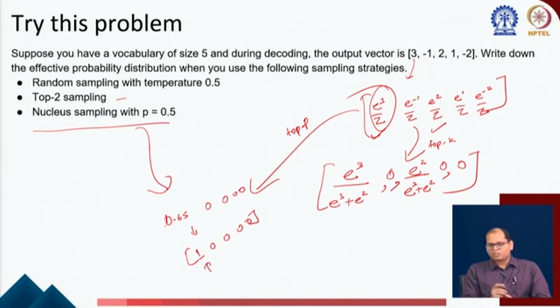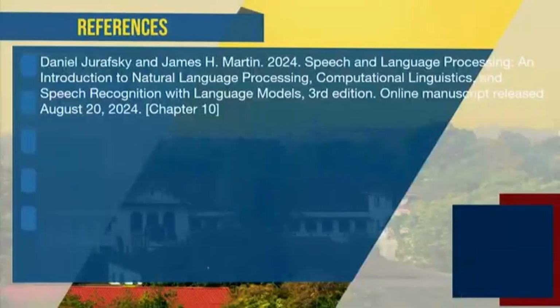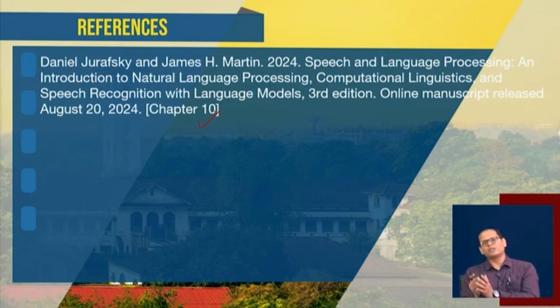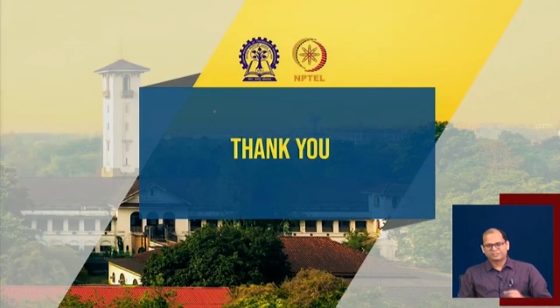So, this is how you do decoding in the typical models, and this is applicable not only for RNNs, but also for transformer based decoder models. You can read more in chapter 10 of our book, where the decoding strategies are mentioned. So, thank you.